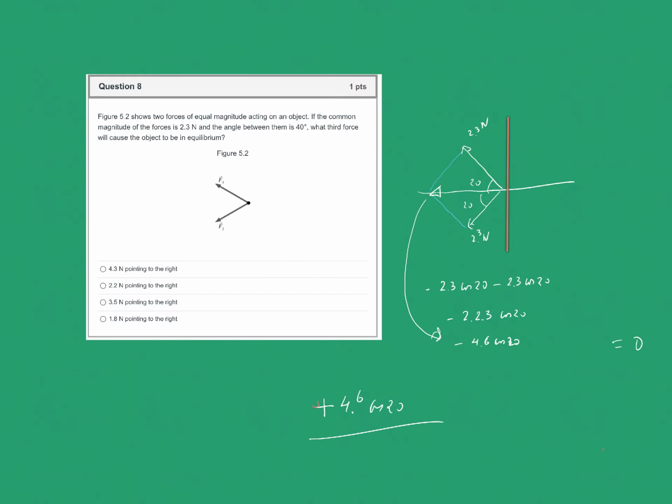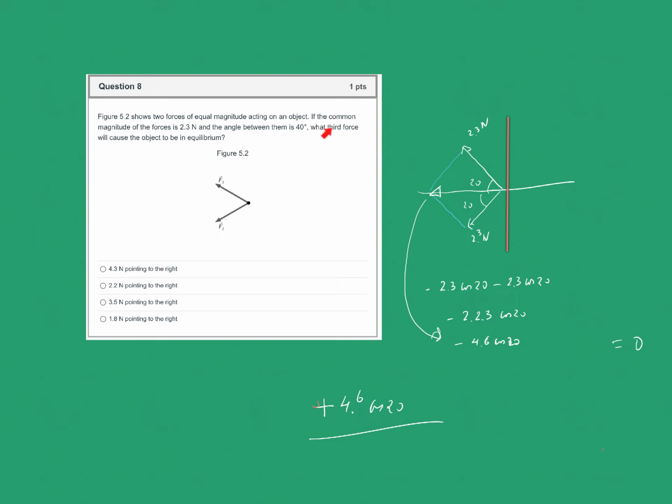Let's go to the next one. These are two forces of magnitude 2.3 newtons. One is going 2.3 newtons in this direction, and the other is going 2.3 newtons also in the same direction. And it says the angle here is 40 degrees. So by symmetry, this is 20 and this is 20.